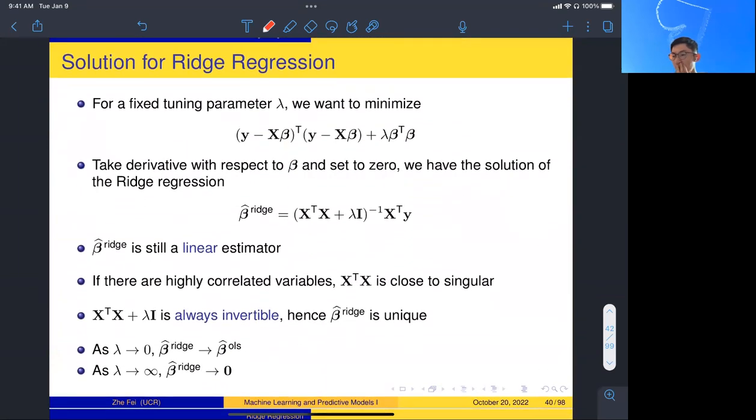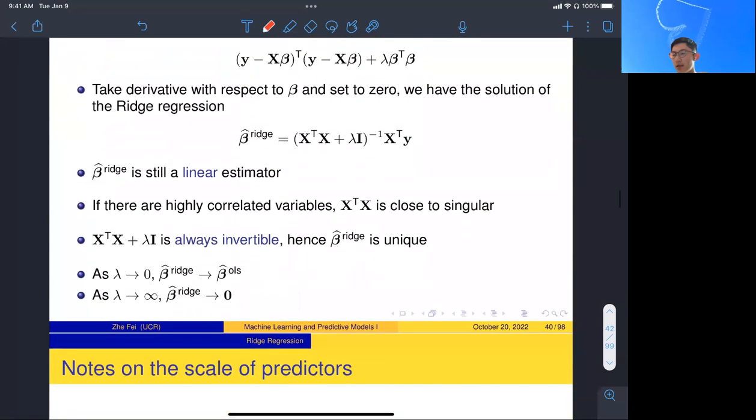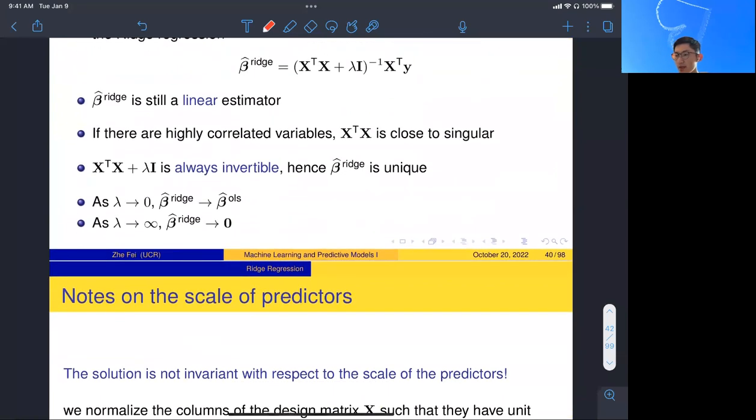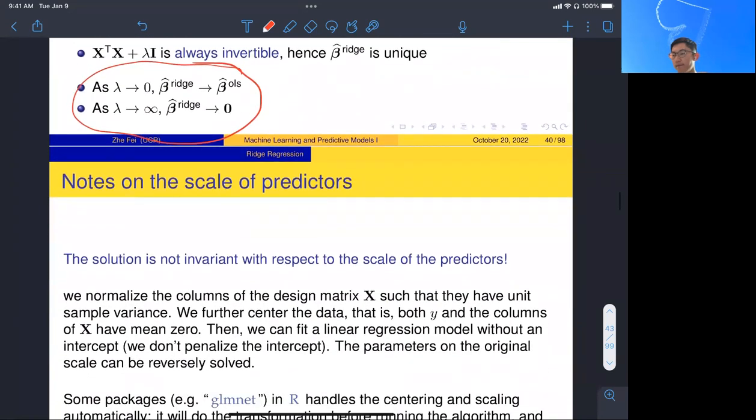So here's some more mathematical derivation. I think we could briefly go over them. Essentially, how we can write out the beta hat solution, beta hat ridge. And something to highlight here: as lambda goes to 0, beta hat ridge is the same as the ordinary least squares. And as lambda goes to infinity, beta hat ridge goes to 0.